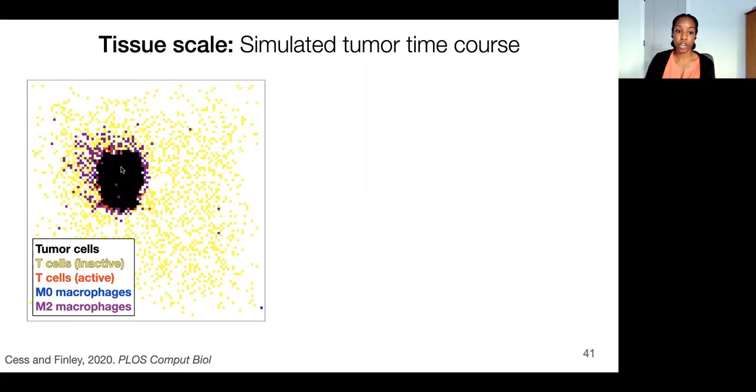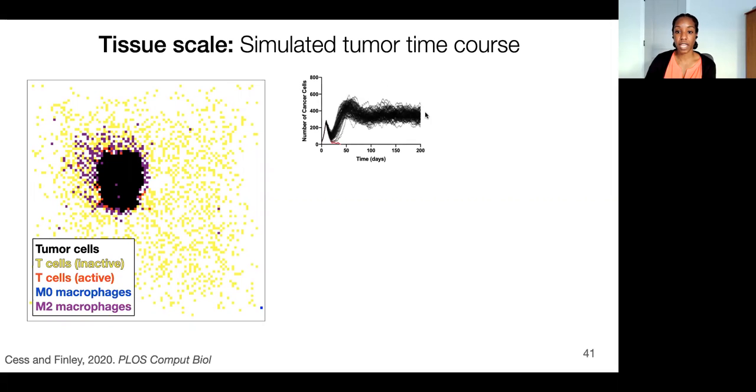We can look at where the tumor cells are and how many tumor cells there are, as well as the T cells, mostly here in the inactive state. We have a few active T cells on the periphery of the tumor, as well as mostly M2 macrophages here. But this is just one snapshot at the end of a 200-day simulation. We can also look at the dynamics over time.